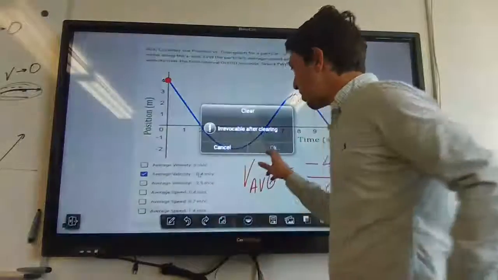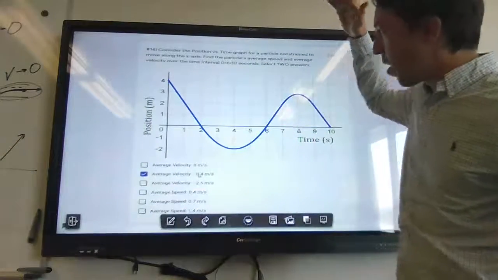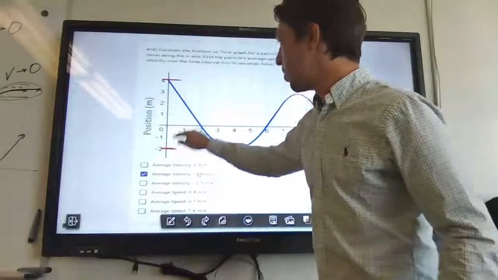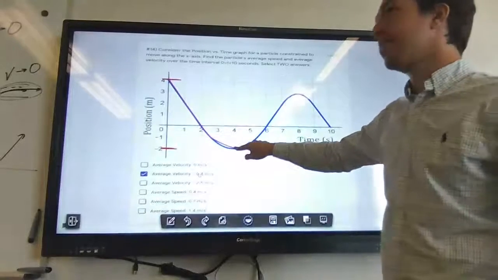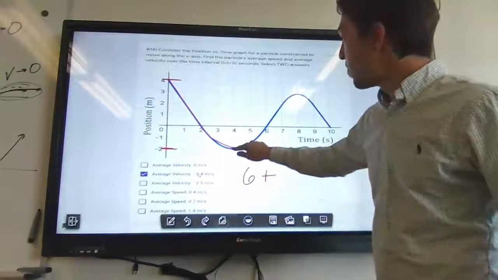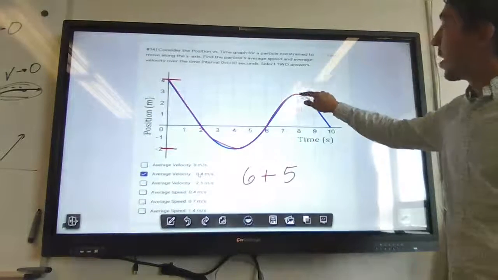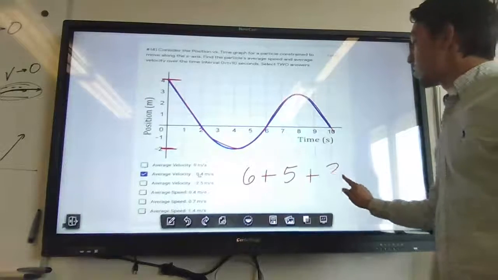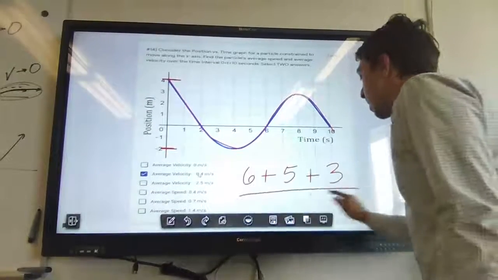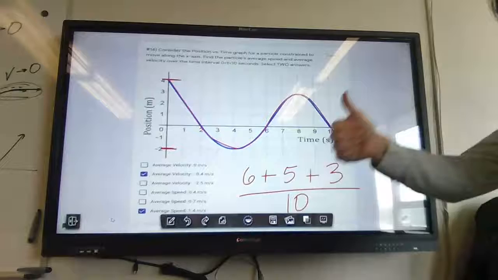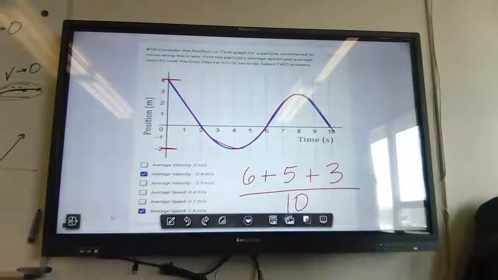Okay. Average speed is a little bit more difficult. You have to treat all the motion as positive. So you have to go, I went from 4 to -2. So that part of the trip, how far did I go? 6. Then I went from -2 back to 3. That's a distance of 5. And then I went back down to 0. That's another 3 units. So I went a total of 14 units, and it still took 10 seconds. That's 1.4 meters per second. Okay, that makes sense?